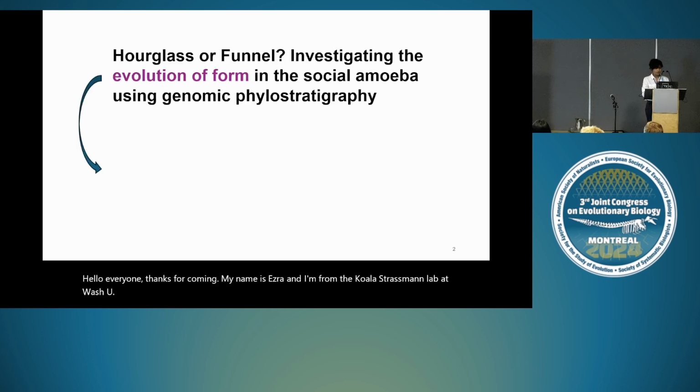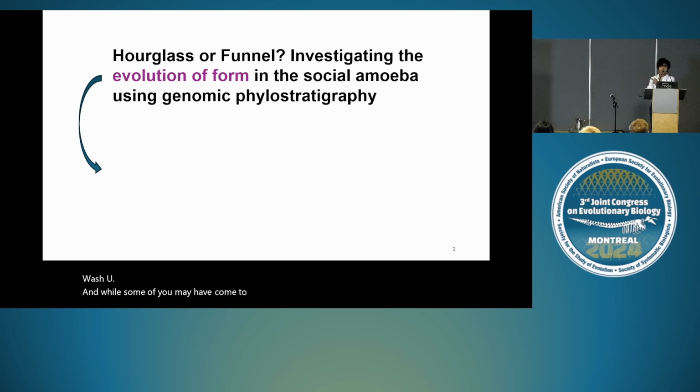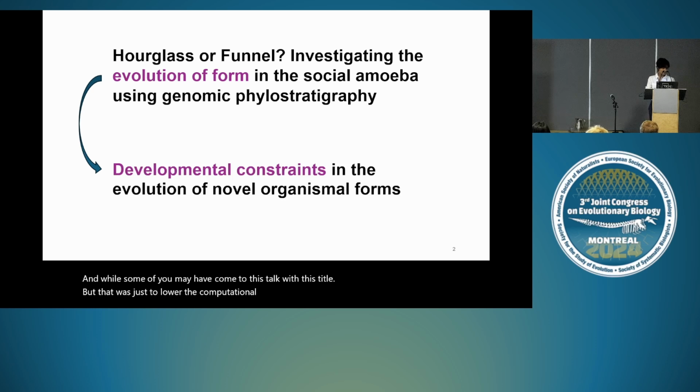And while some of you may have come to this talk with this title, that was just to lure the computational biologists. But what I really am going to talk about, and I will use the techniques of genomic phylostratigraphy, what I want to convince you of today in this talk is how the question of evolution of form can be studied with developmental constraints.